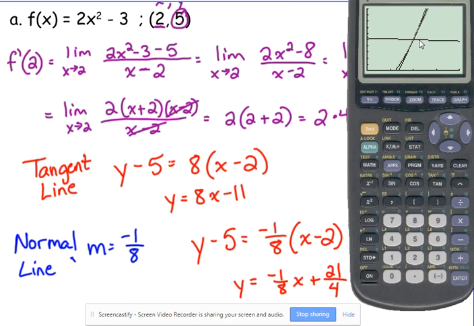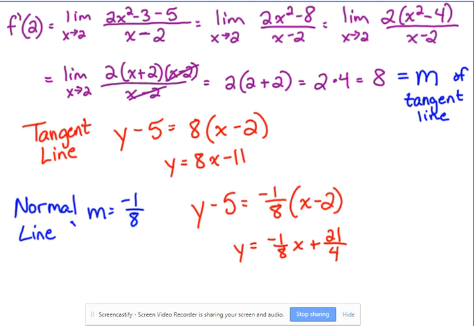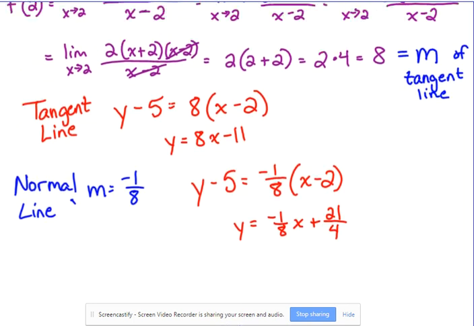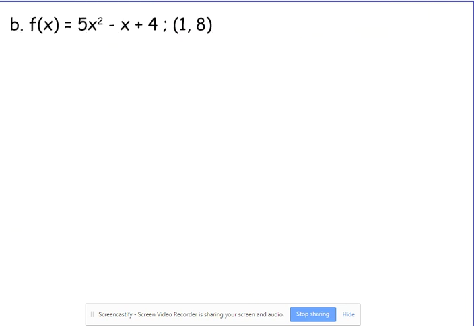I don't have a squared up window. Let me zoom square, see if it'll do it without totally wrecking things. Okay, it's a little bit easier to see here, maybe, that those two lines are perpendicular to each other, but that's what's supposed to happen. The tangent line and the normal line are perpendicular to each other. Okay, so a lot of information there. Let's do one more, okay?